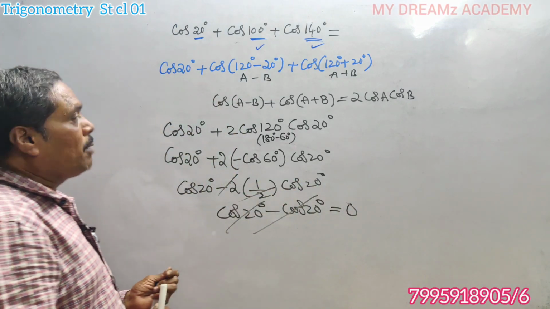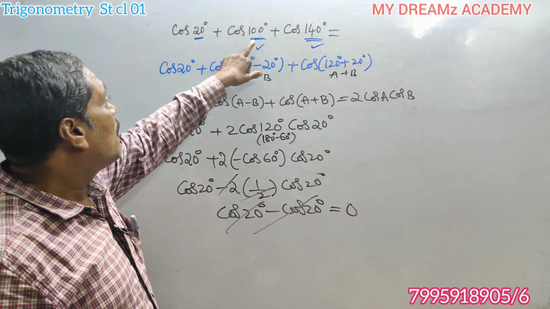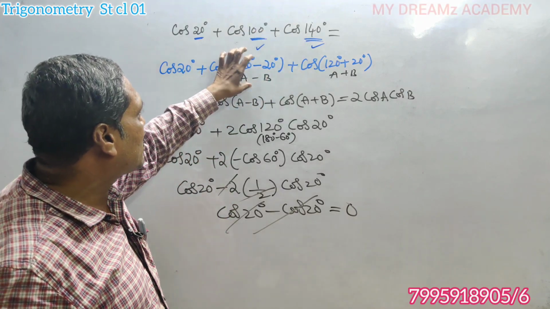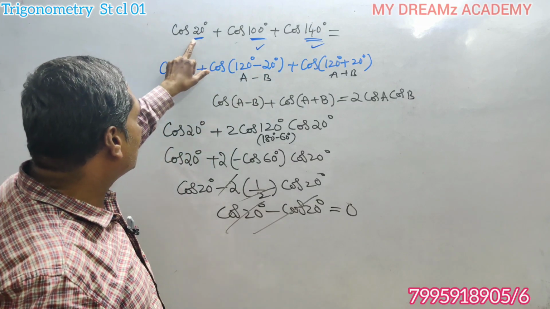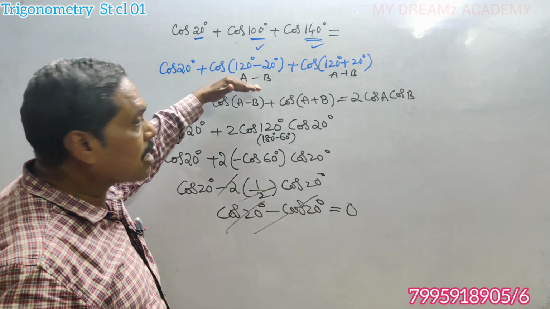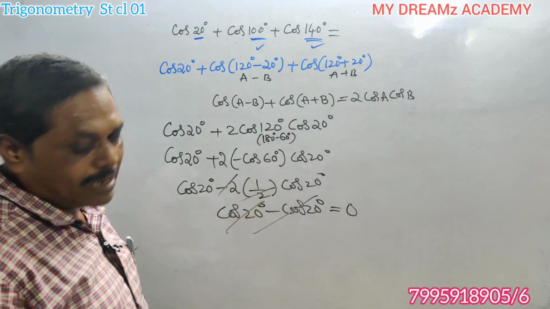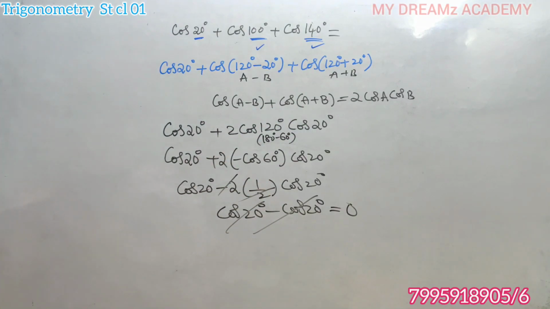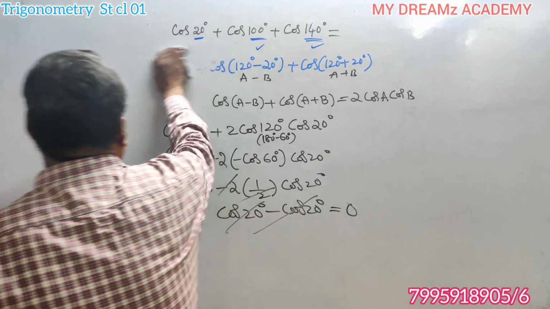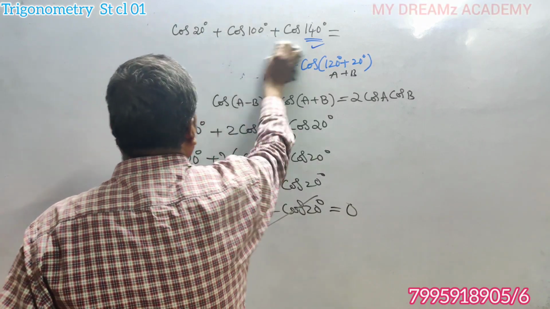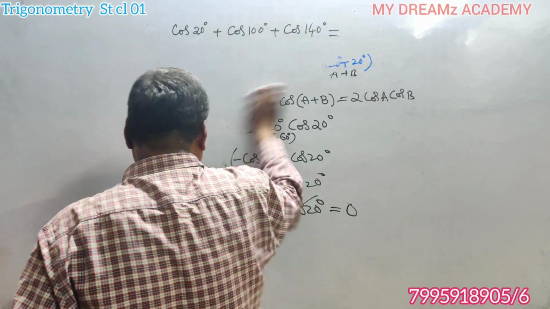Even here you have to remember, first you have to get the idea. 100, 140 you have to write in terms of 120 degrees, 120 plus or minus 20. After that, cos of A minus B, cos of A plus B formulas you have to use and simplify, you will get the result. But here, I will give you a very important shortcut for all these types of problems.